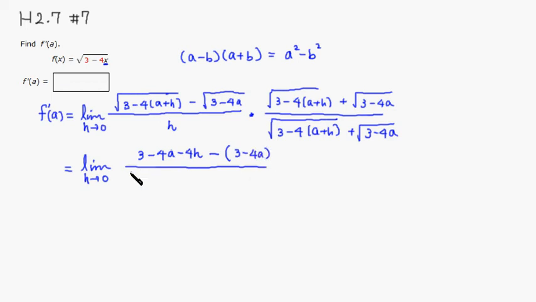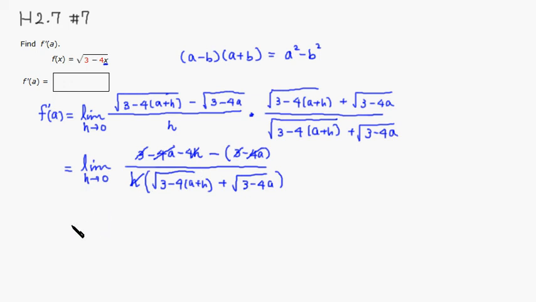And on the bottom we can't do too much, so I'll just copy that down: h times quantity square root of 3 minus 4 times a plus h plus the square root of 3 minus 4a. Then you can cancel a bunch of things. The 3 and the minus 3 cancel out. The negative 4a minus negative 4a cancel out. Then you can see that there's a negative 4h on top, so we can cancel h and h. So negative 4 is on top.